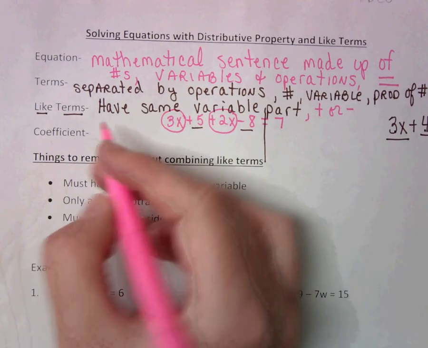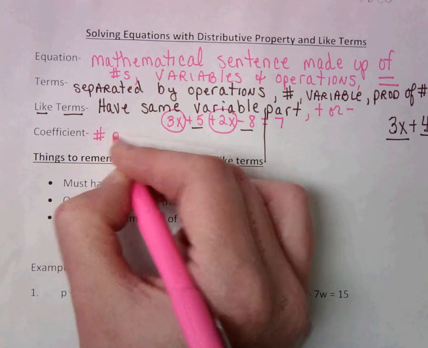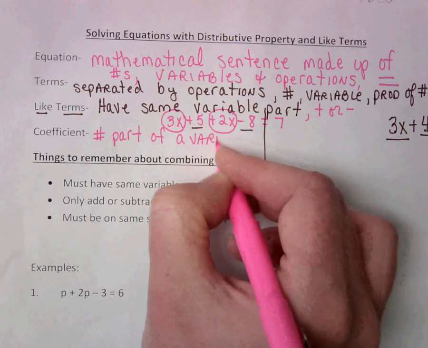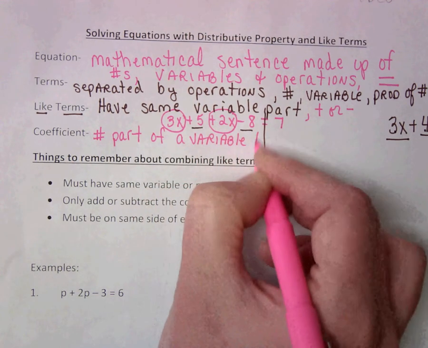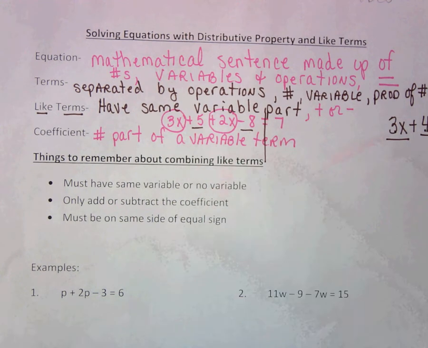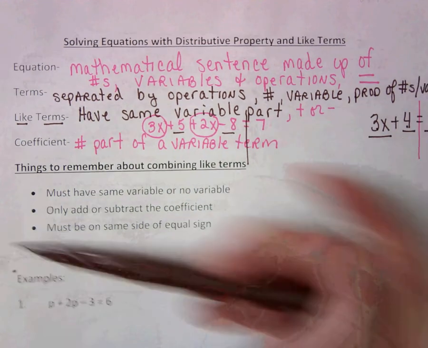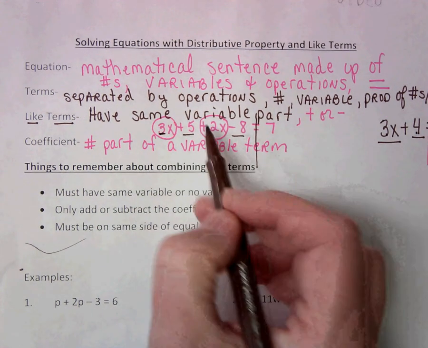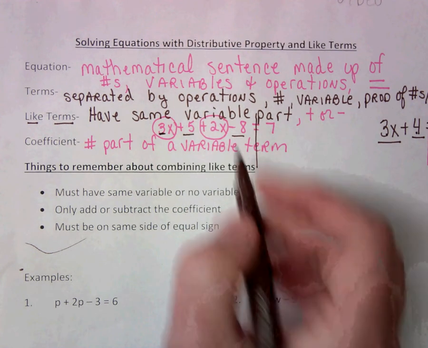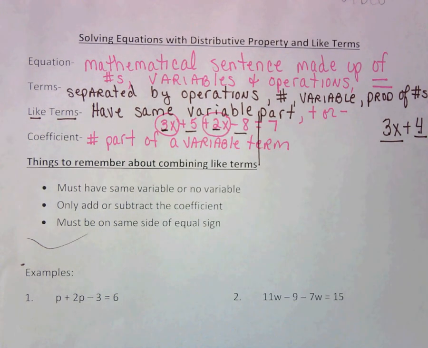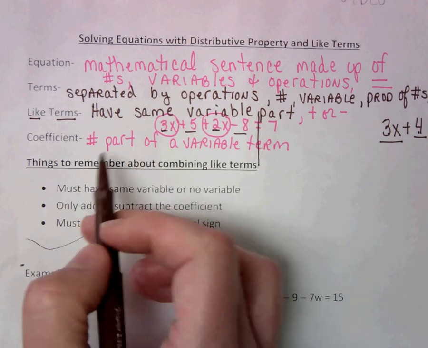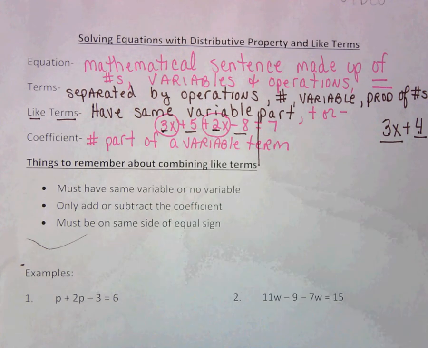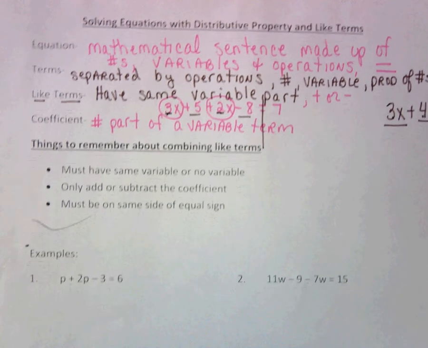And then remember, a coefficient is the number part of a variable term. So if you look at the example up above, 3 is the coefficient on that variable term. 5 is a constant term. It doesn't have a coefficient. 2 is the coefficient on 2x. And that's important because when we put together like terms, we only put together the coefficient and the variable part stays the same.